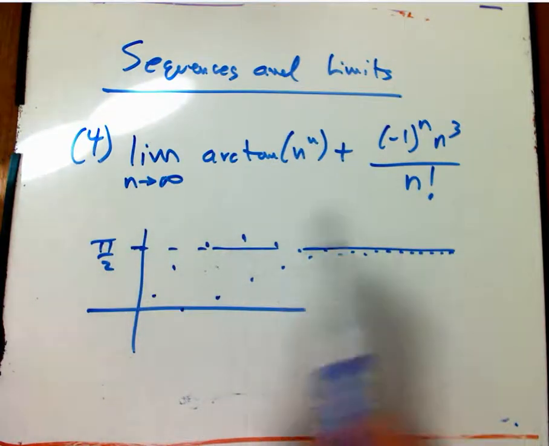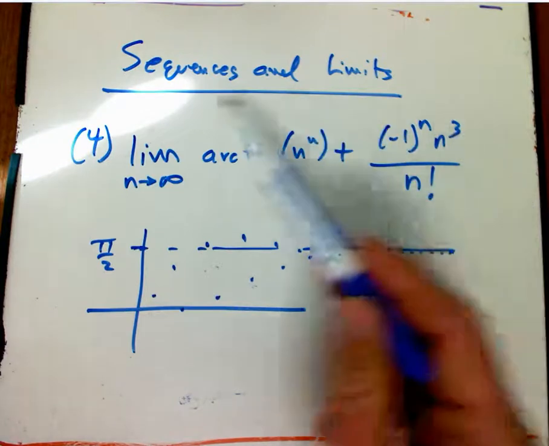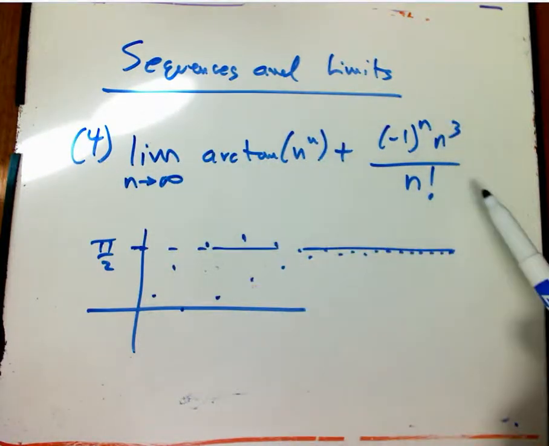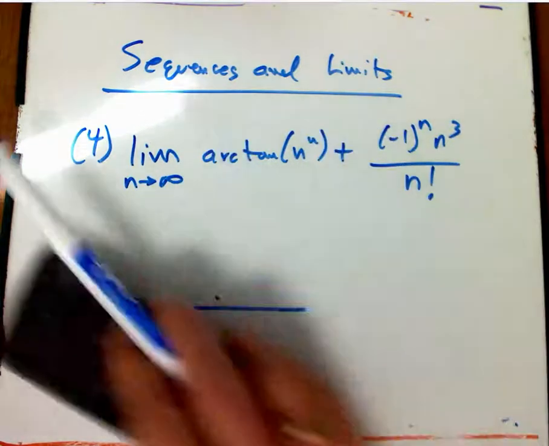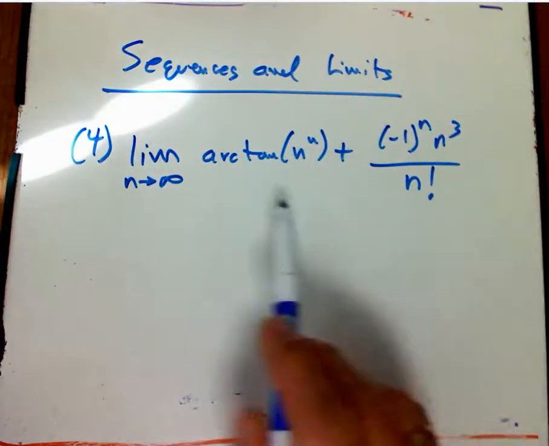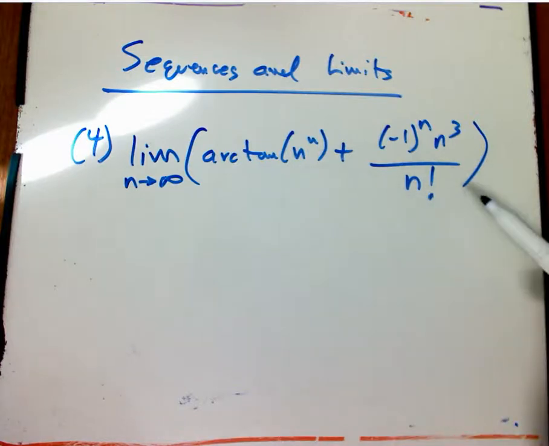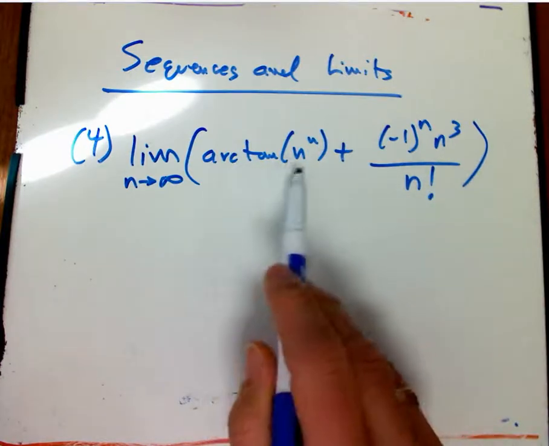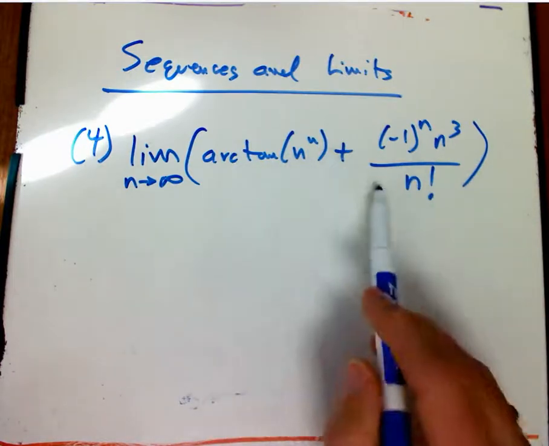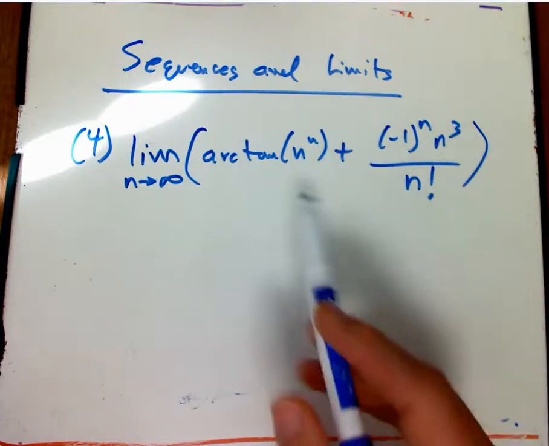So in other words, I claim the evidence shows that the limit of this thing is, again, just exactly pi over 2. So let's show that more carefully. Well, first thing is the limit of a sum is the sum of the limits, as long as both of them exist. Well, this one does exist. And then if we can show this one exists as a finite number, then we're going to be good.